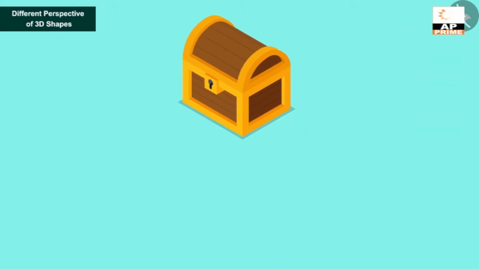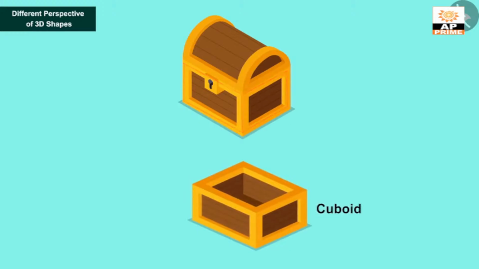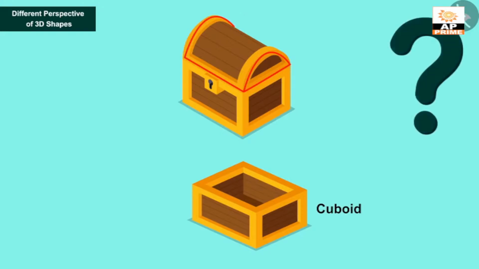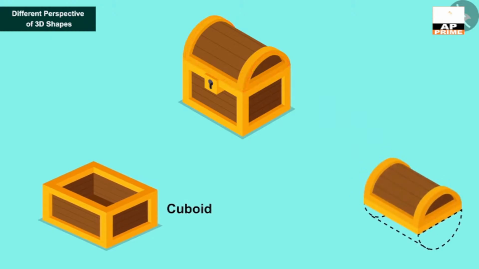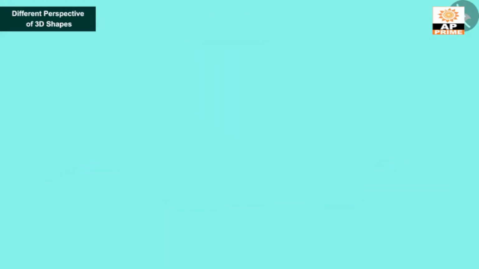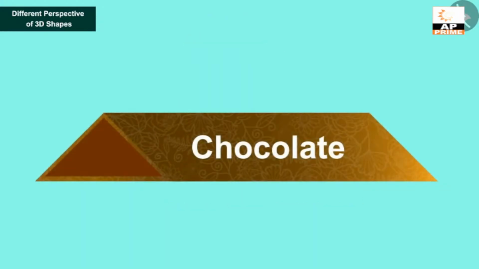As we can see, the base of the box is a cuboid. Well done. But what shape is the lid of the box? Well done. This is half a cylinder. That's why Maya's jewelry box is made of a combination of a cuboid and a half cylinder. Let us now see another example.